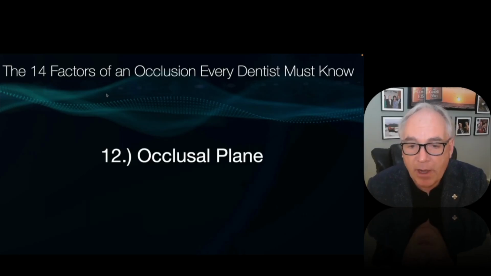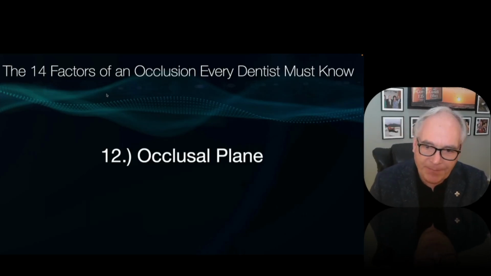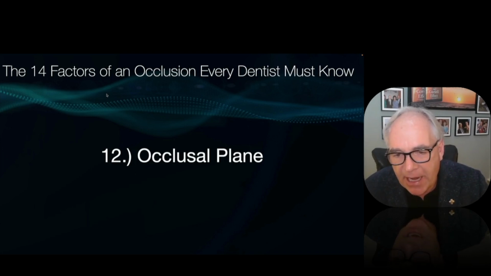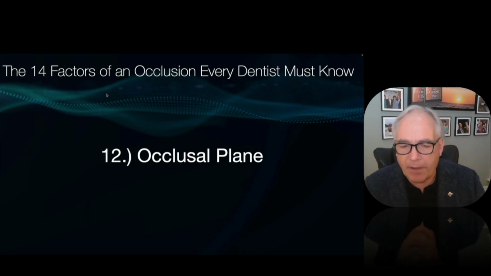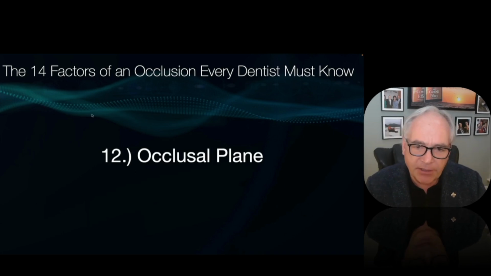When we look at factor 12, we're looking at occlusal plane. And again, as you're going to see, occlusal planes can have a lot of variation, but the thing that we have to think about with an occlusal plane is we want something that is aesthetic, something that looks nice, but also will function in a way that we can have posterior disclusion and anterior guidance.